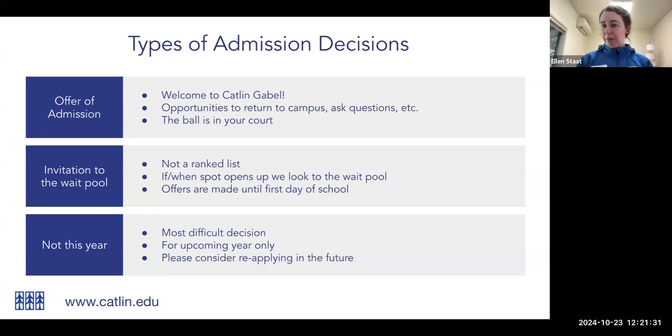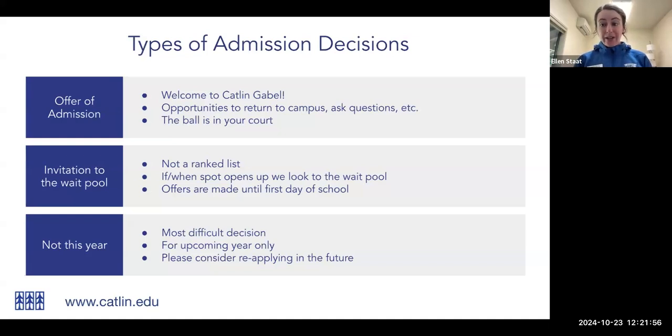The next decision would be an invitation to join our wait pool. This would probably be the most common response you would see. A couple things that I want to talk about with our wait pool is it is not a ranked list in any way. It literally is a pool. And then if a spot opens up later in the spring or summer, we would go to our wait pool and offer admission to a student from there.